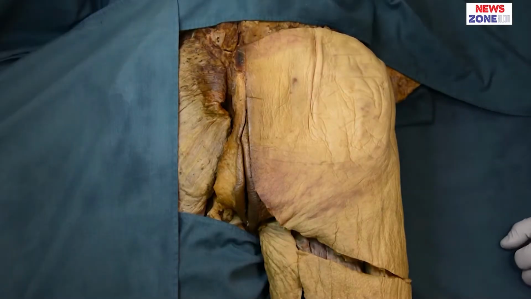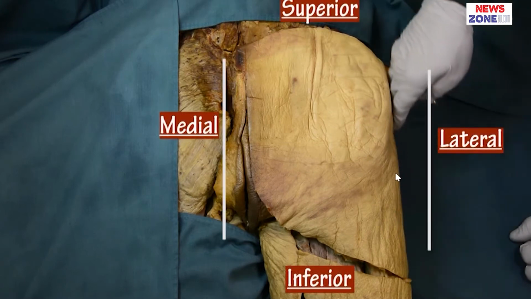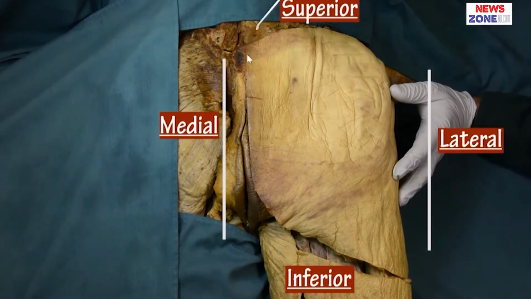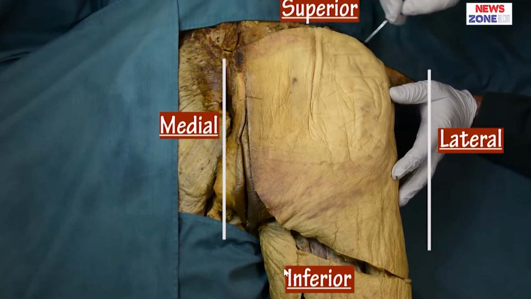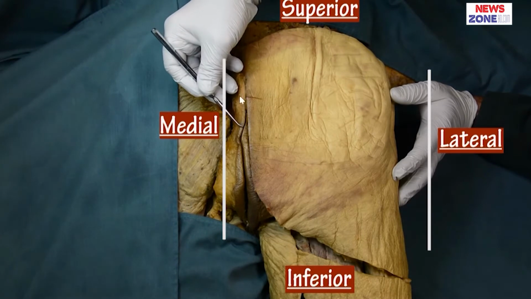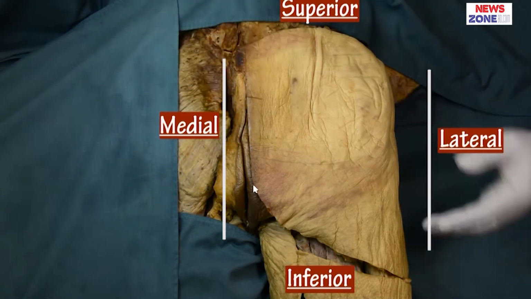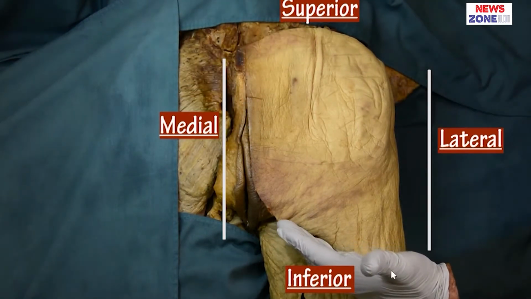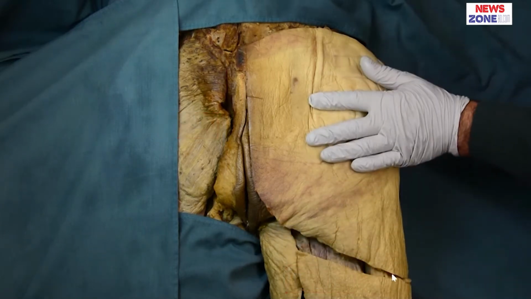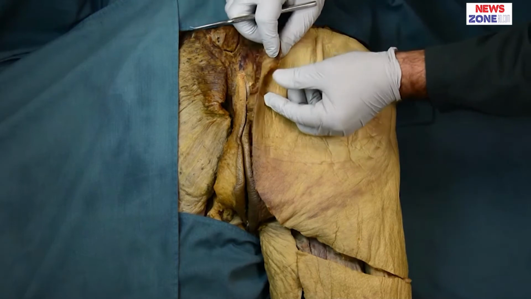Over here you can see the dissection procedure of the gluteal region. We can see the gluteal region here. This is the lateral aspect, this is the medial aspect, this is the superior aspect, and this is the inferior aspect. We have given a skin incision at the midline. At the same time, we are giving another, oblique incision below the gluteus maximus.